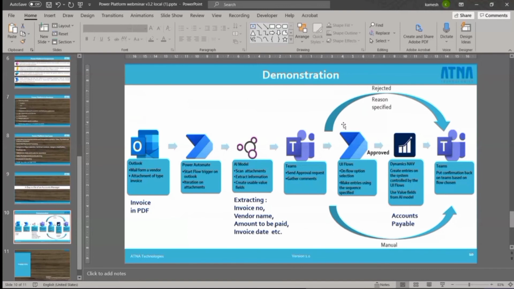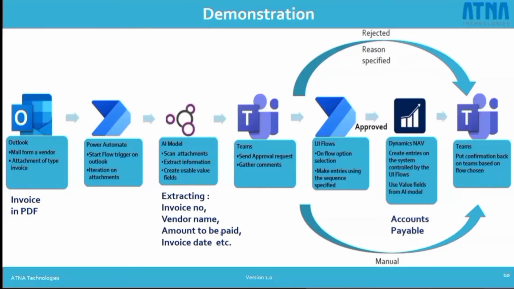So now let's go ahead and look again at what we did. We received our mail on Outlook that had three separate invoices. I used Power Automate to extract those attachments. Done. I did them sequentially. I used an AI model to extract data from it. Done. That came back to me on Teams and asked me questions. I answered whether it was rejected, approved, or manual. Once I did that, it went to the UI flows. After that, the UI flows opened up Dynamics Nav and posted my entries for me. Then it came back to Teams stating, hey Kamesh, this has been done.